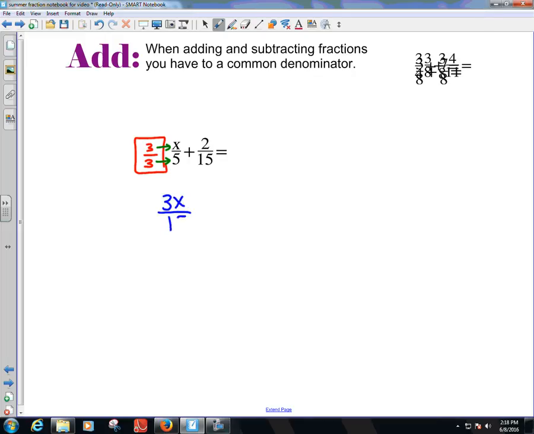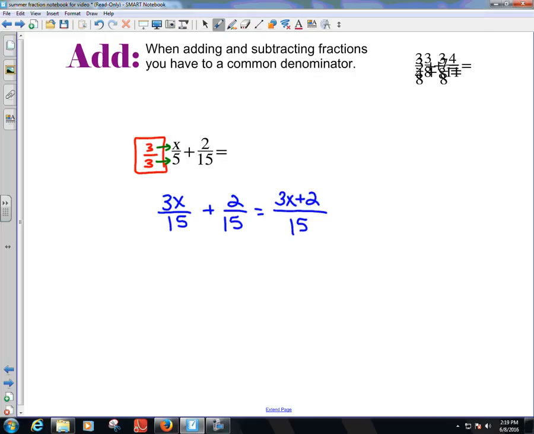3x over 15 plus 2 over 15 equals, and now all I have to do is add straight across the top and put it over my new common denominator, which is 15. Well, 3x plus 2.